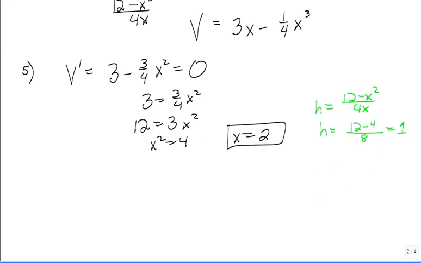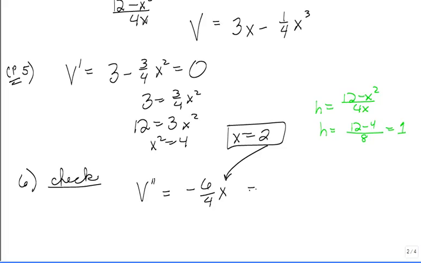So now I take the second derivative to check it. The last step is a check. 5 is the critical point. Check to see if it's a max or min. This is really important. I'll be looking for this. So we have minus 6 fourths x. When I substitute 2 back in there, it's negative. Concave down at the critical point means we have a max, and that's what we wanted.